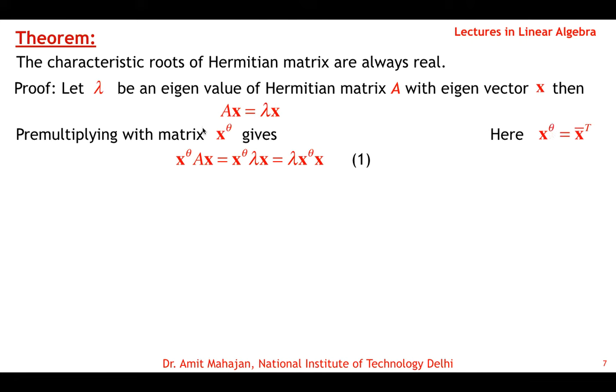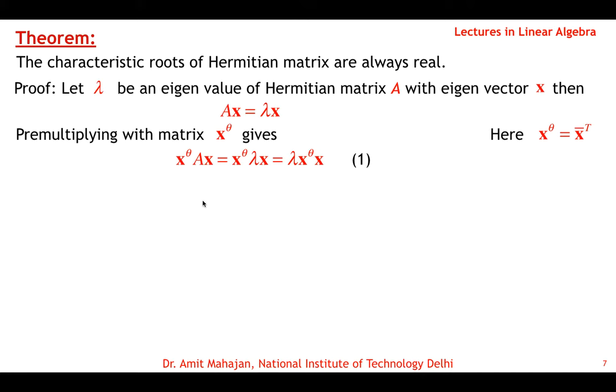So if we pre-multiply the equation Ax is equal to lambda x with this vector, it becomes x conjugate transpose times Ax is equal to x conjugate transpose times lambda x, and lambda is a scalar, it goes outside. Okay, so this is one equation.